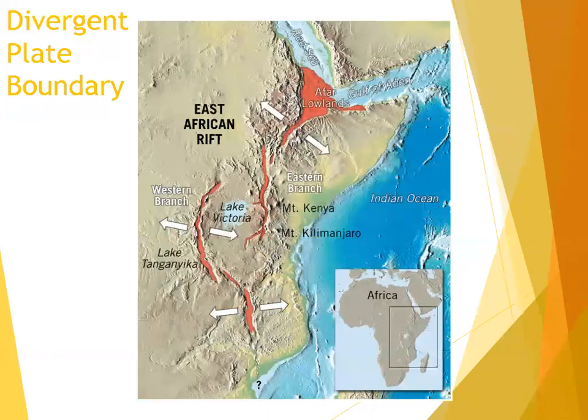Not surprisingly, there's a lot of volcanic activity in this region right now. As plates are moving and magma is being able to come up from the asthenosphere, Mount Kenya and Mount Kilimanjaro have very recent volcanic activity. Eventually, the Red Sea will split through part of Africa, and we may end up with some islands forming as this rifts away.